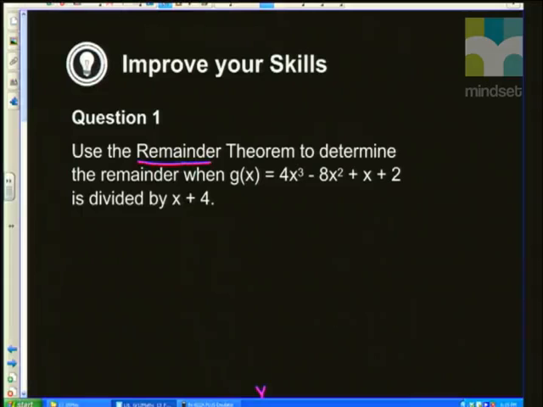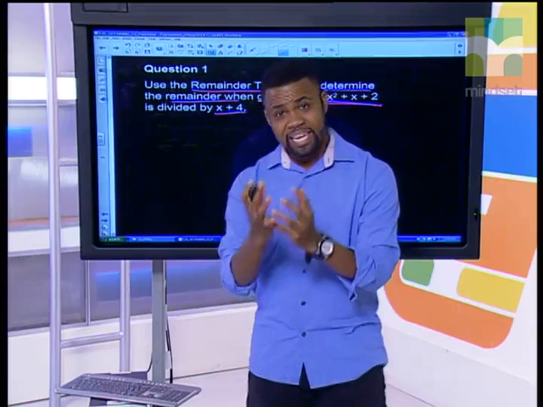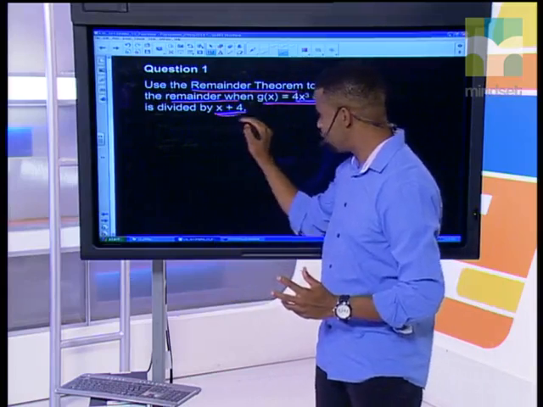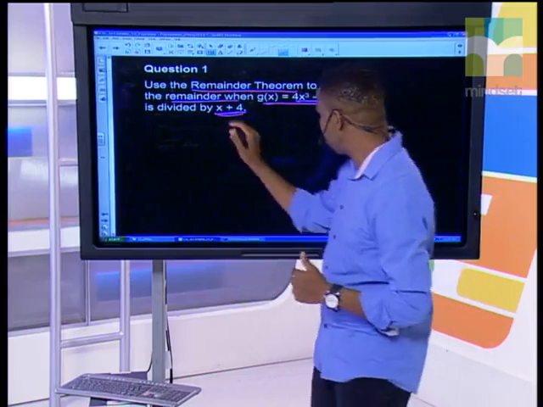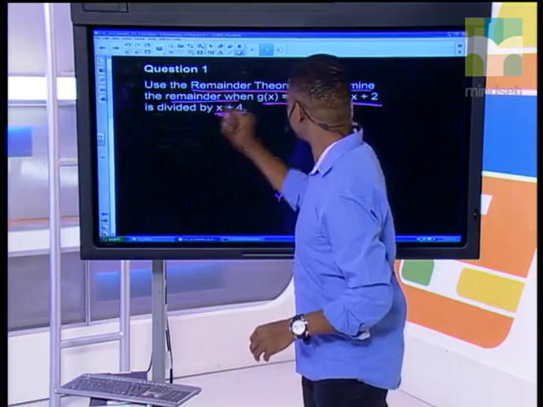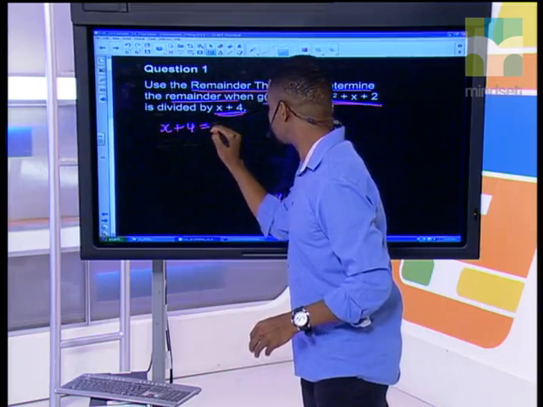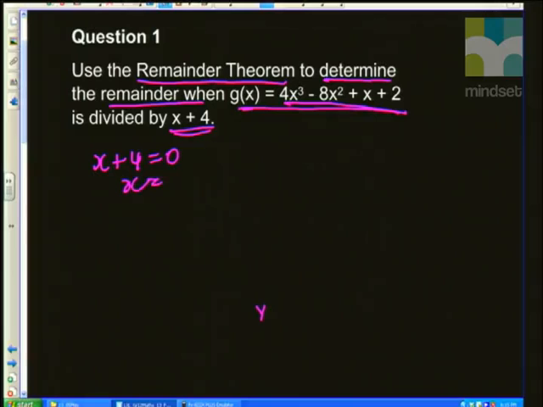Now it's time to get on with today's lesson. Use the remainder theorem to determine the remainder when g of x, which is 4x cubed, there's the g of x, is divided by this. So we have to determine the remainder if this polynomial is divided by that linear polynomial. From x plus 4 equal to 0, therefore x is equal to -4.